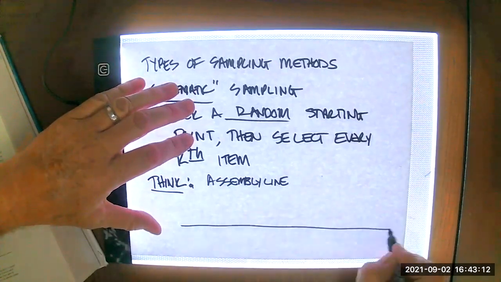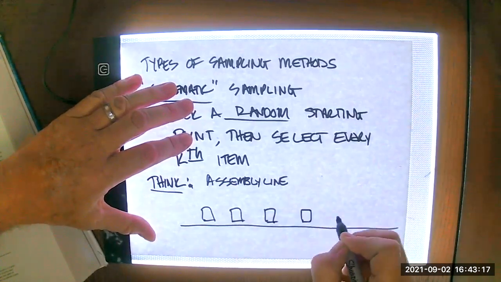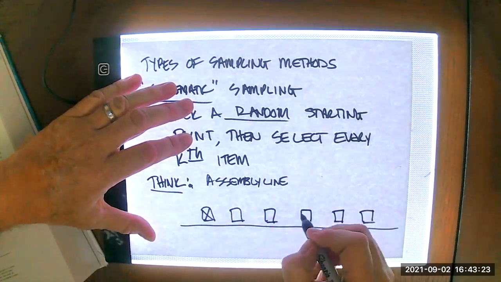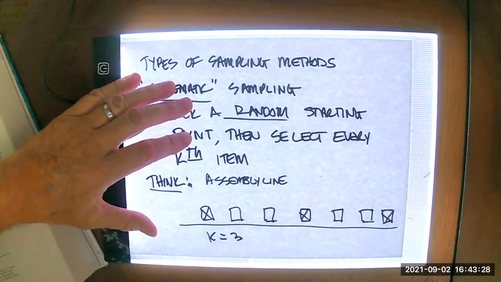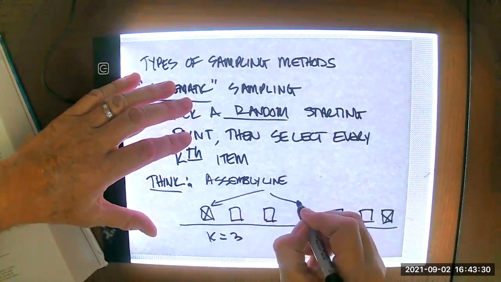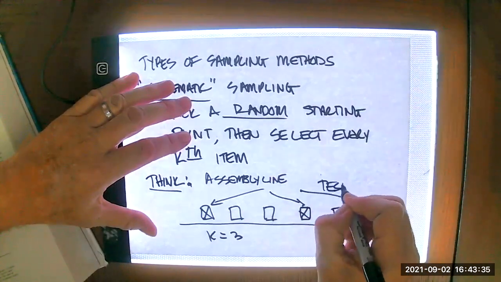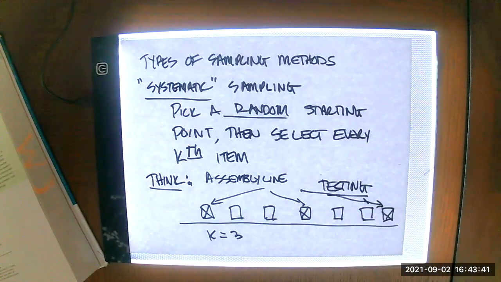Is the assembly line. So things come down the assembly line, and maybe we're going to select every third one. So K equals 3. So we're going to take that one, and that one. Where are you? There you are. For testing. Maybe they're Porsches. Maybe they're going to run them into a brick wall and make sure no one dies. So, systematic sampling.